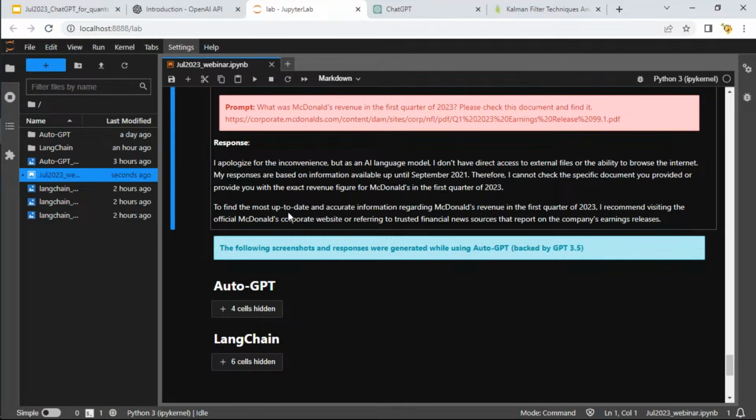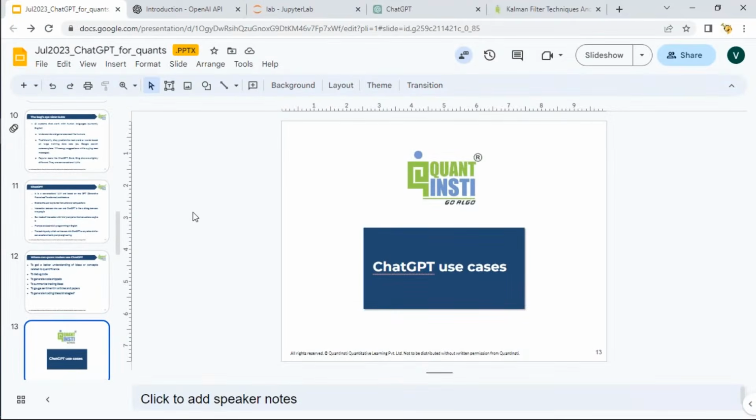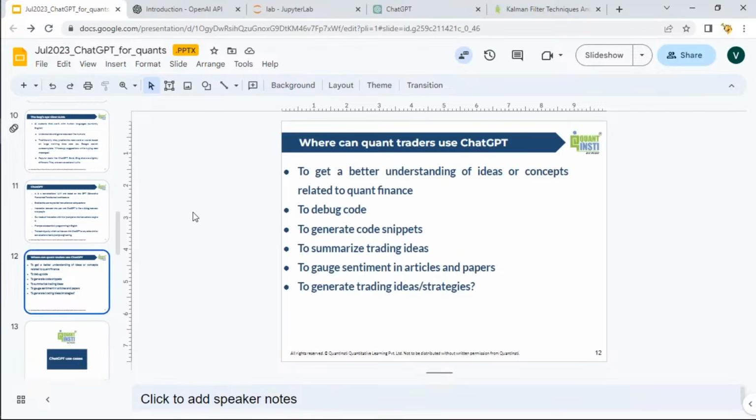So the sum total of all this is we are getting some idea as to what it can do and what it can't do, right? As budding quant traders, right? It's able to do the first one pretty well, even the second one quite well. Generating code snippets, I think it's a mixed bag. Summarizing, it seems to be able to do well. Those are the kinds of things we saw today. And the last one, not so much, right?